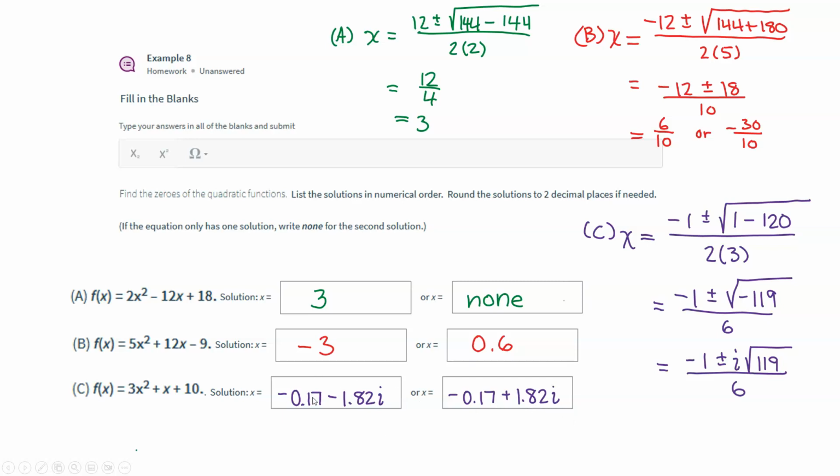That's the whole number. You can't combine any terms here because this is the real, that's imaginary, this is the real, that's imaginary. But that is the end of this example, and that is the end of this video.